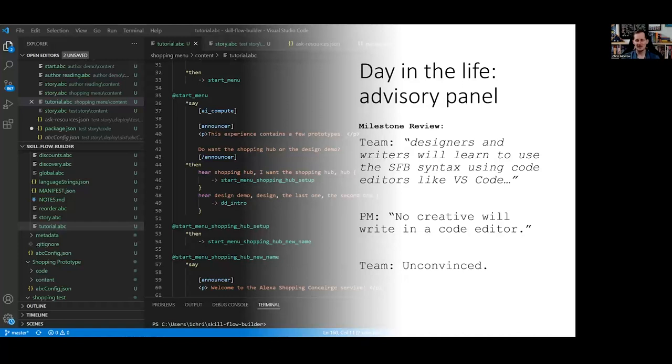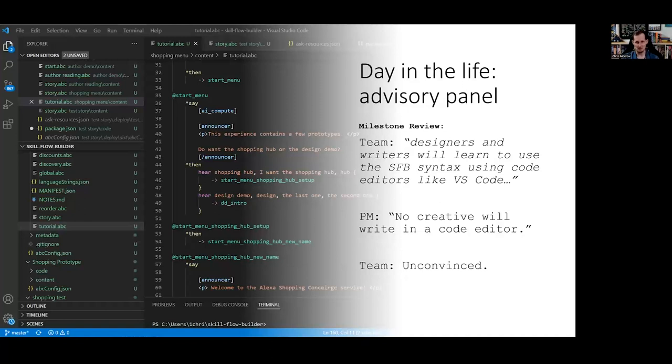Early in this product development, the team said, designers and writers will learn to use the SFB, in this case, that Skill Flow Builder syntax, using code editors like VS Code. And exhibit A to your left, the product manager, who happens to have a Bachelor of Arts degree, boldly states, no creative will ever write in this, never. The fervor of that statement, the passion, if you will, falls upon deaf ears. The team is completely unconvinced and believes that the best path to market is to ship only modules and a state machine that process this syntax without any visual affordances whatsoever.